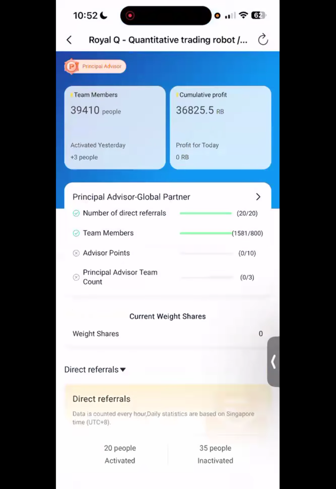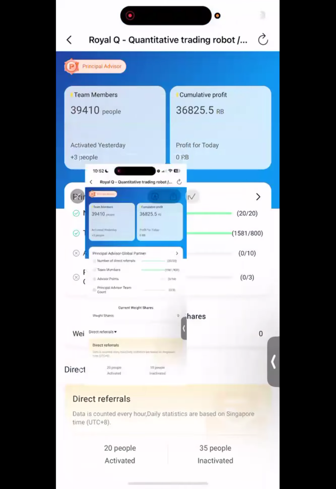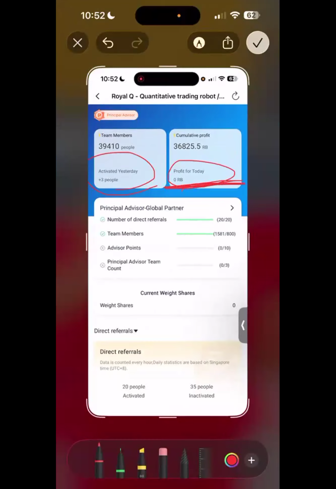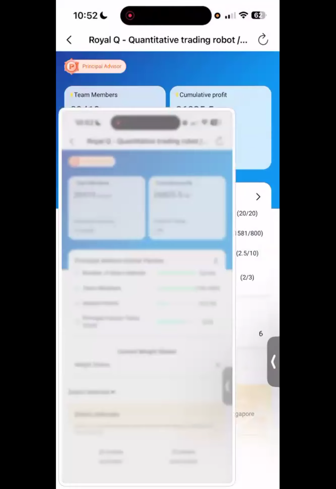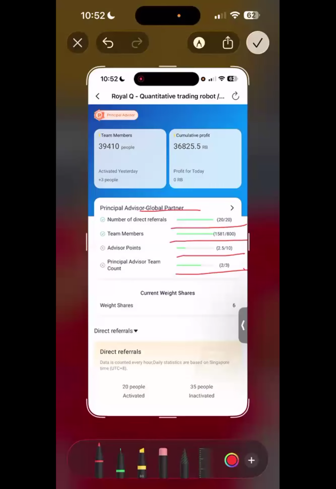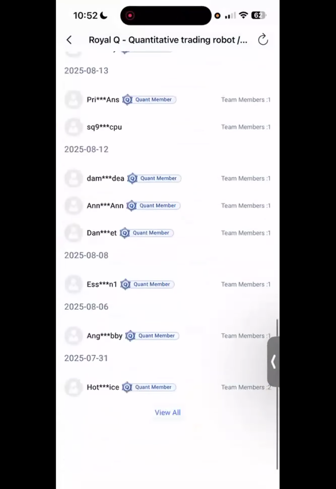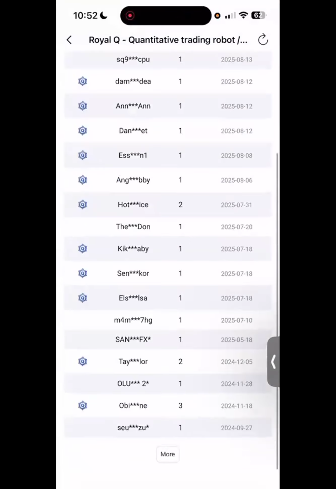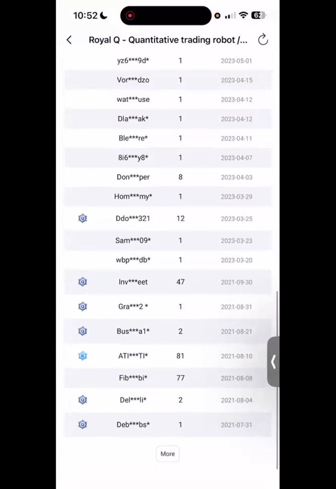Then team. This is where you see your team members and how many people activated yesterday. So 3 people activated yesterday. Profit for today for activation gain is 0, but the day has not yet ended. Then you'll be able to see the requirements that you need to meet before you can get to the next rank. So all these things are here. You'd see all your team members that fall under you and the date of their registration. All right.